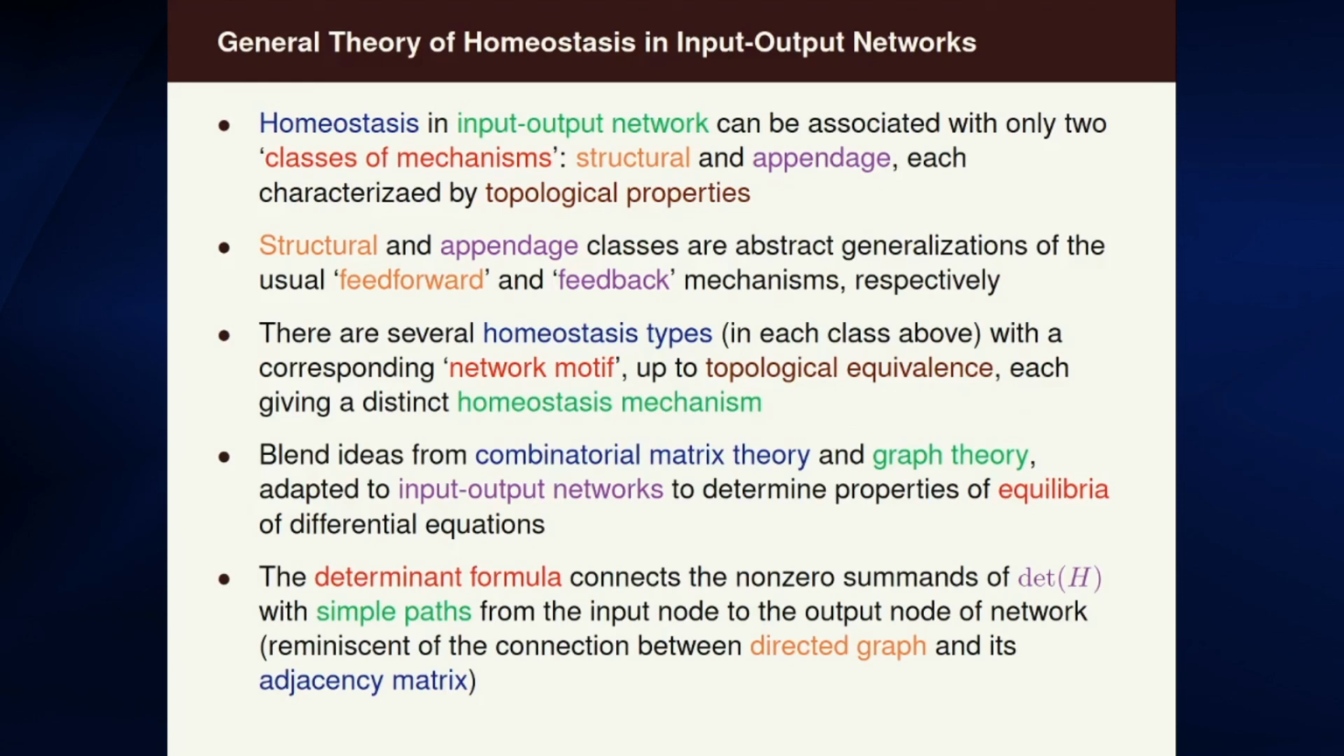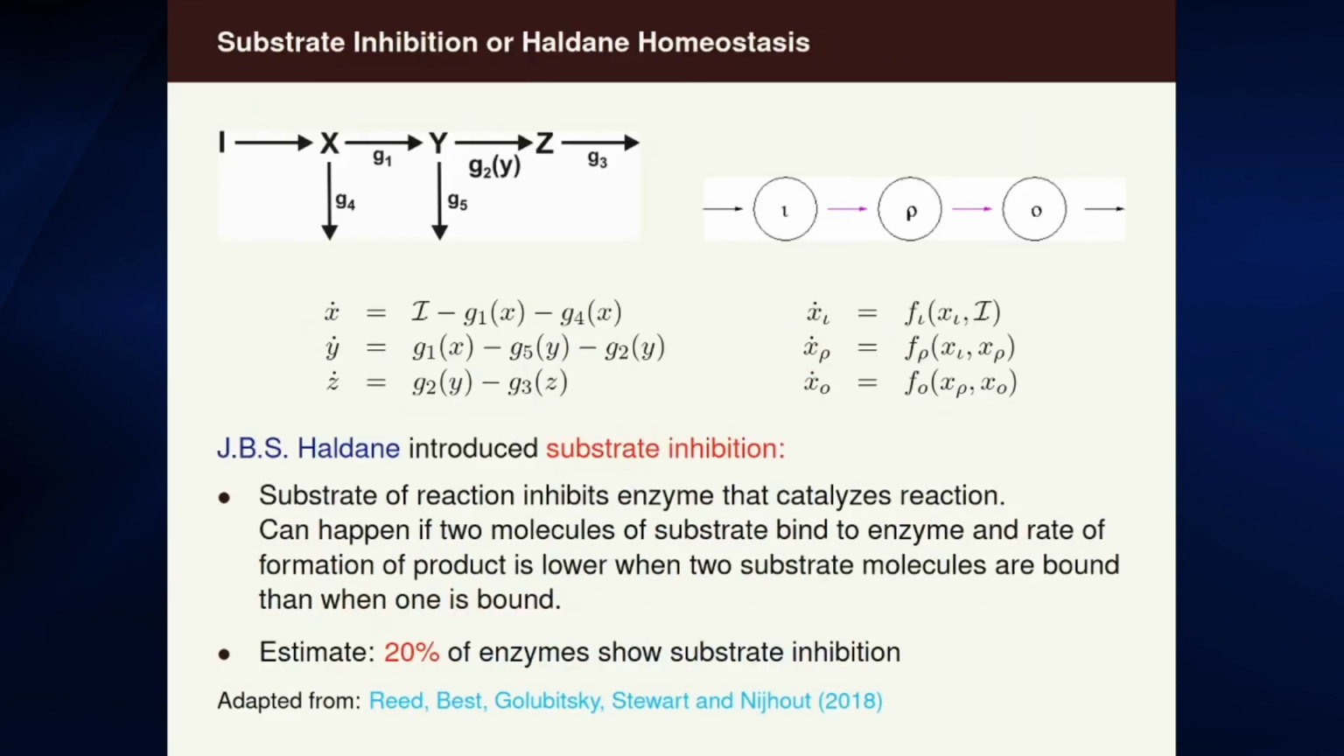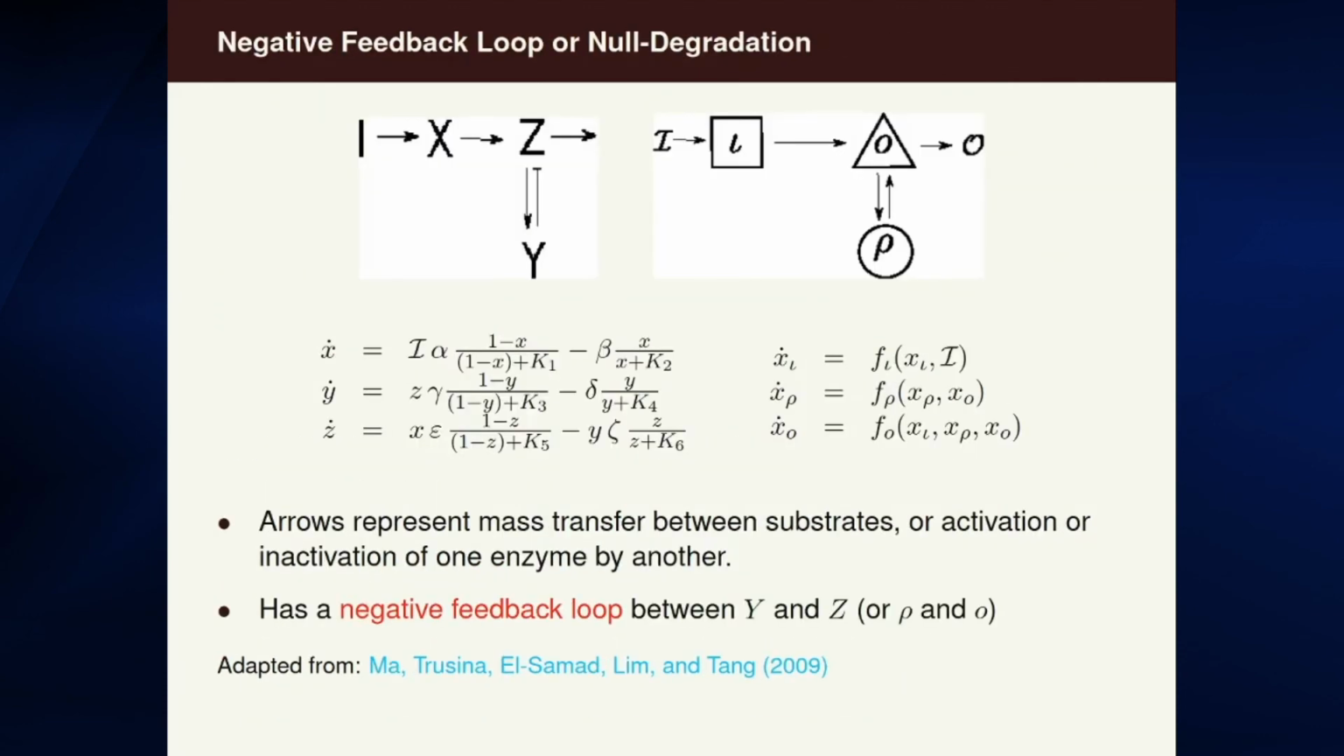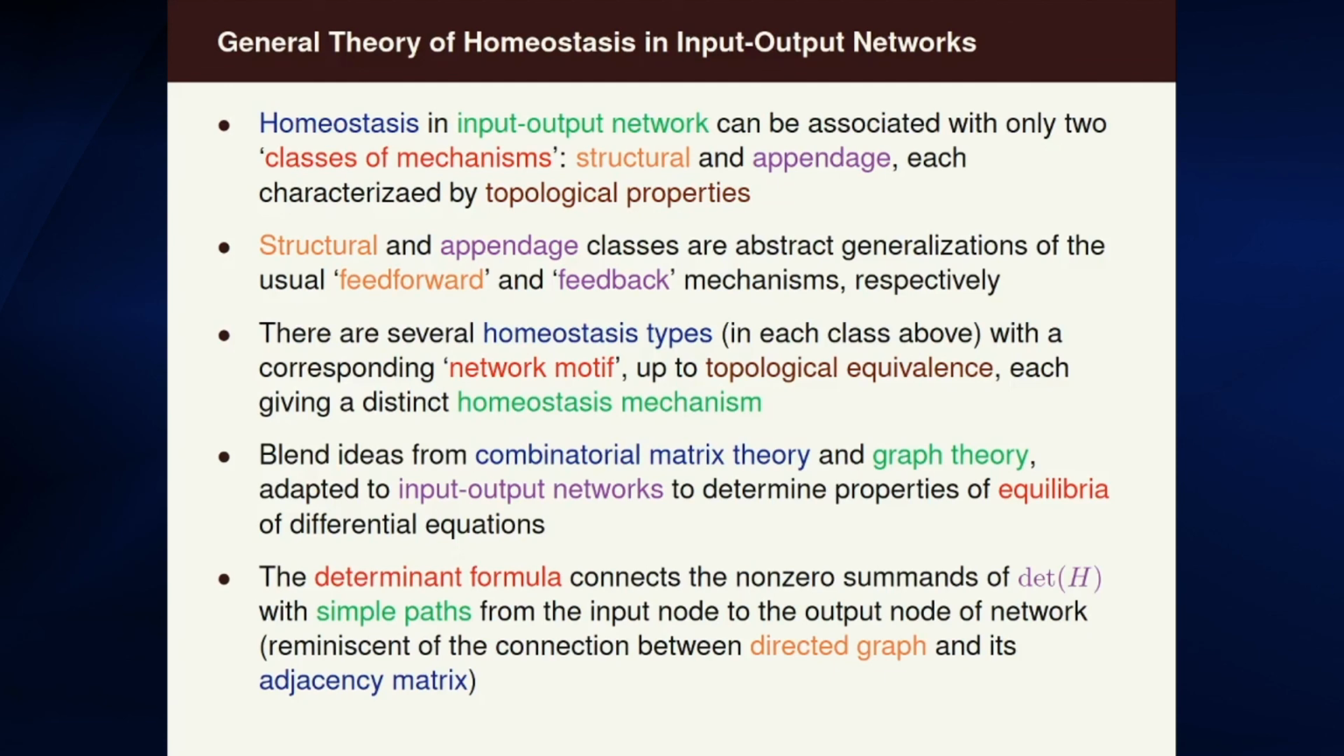Structural and appendage classes are abstract generalizations of the usual feed-forward and feedback mechanisms, respectively. In these three-node networks, we have feed-forward structures and feedback structures, and essentially these two types of mechanisms are generalized by the two classes of mechanism that we defined in this general theory. In each class, there are several homeostasis types, with a corresponding network motif, which is a subnetwork of the original network up to topological equivalence, and each of these network motifs gives a distinct homeostasis mechanism, according to whether it is structural or appendage.